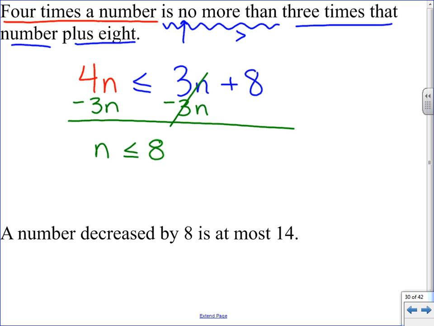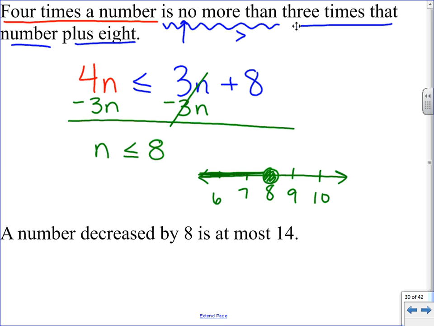The directions didn't specify if they wanted a graph. I'd like you to try to graph it. See if you can graph this inequality on a number line on your own, and make sure that you're shading the right way, and either filling in the circle or not filling in the circle, whichever one's appropriate. Try to graph it on your own. Your graph should have a filled in circle at 8, and you should be shading numbers less than 8. So numbers to the left.